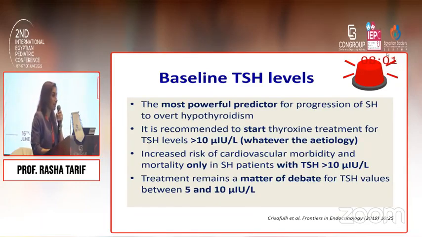And it is recommended to start thyroxine if the TSH is more than 10, whatever the etiology. And this is the only solid information. Increased risk of cardiovascular morbidity and mortality if the TSH is above 10. And there is the highish value from 5 to 10, which is the gray zone.